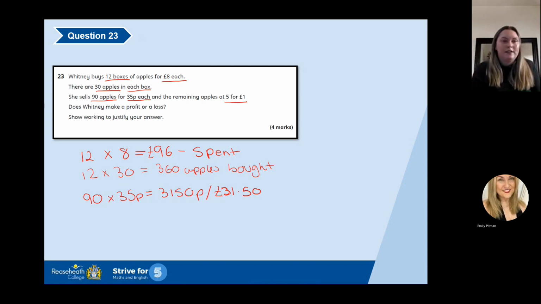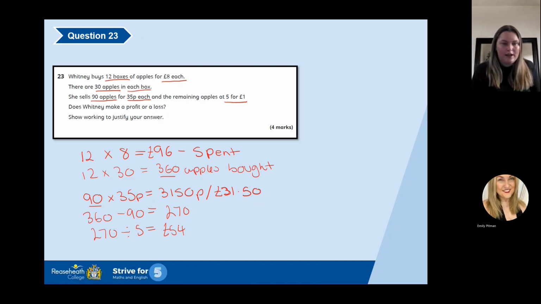She sells the remaining apples at 5 for £1. So next I'm going to see how many apples she's got left. We had 360 apples, and she's sold 90. So 360 take away 90 equals 270 apples left. She's going to sell them at 5 for £1, so I'm going to divide by 5, which gives me £54. That's how much she's made on those.